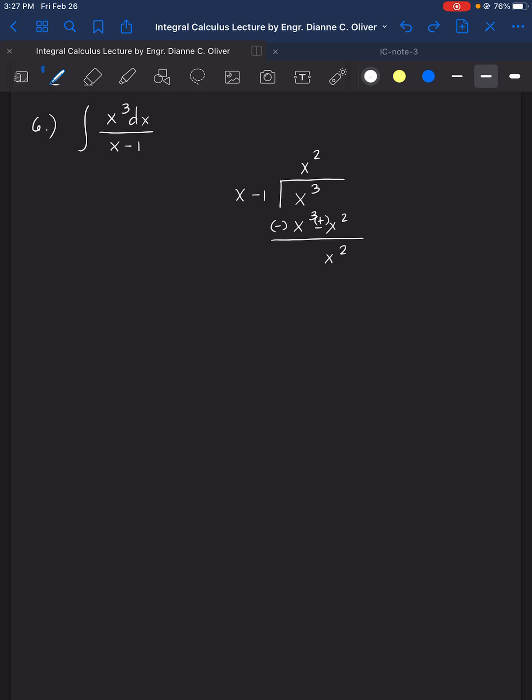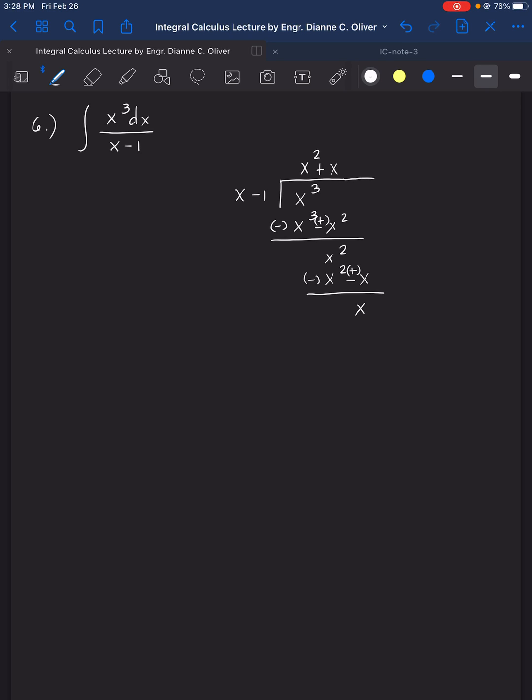So if we multiply x minus 1 with positive x, we have here x squared minus x. Put a negative sign here, then put a positive sign here, because we have a negative sign, so we will be putting a positive sign. So this is 0. Then bring down x. We can still divide this with the denominator because they have the same power. If it has a lesser power than the denominator, then we cannot divide it.